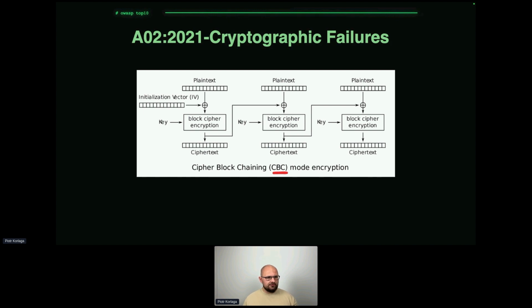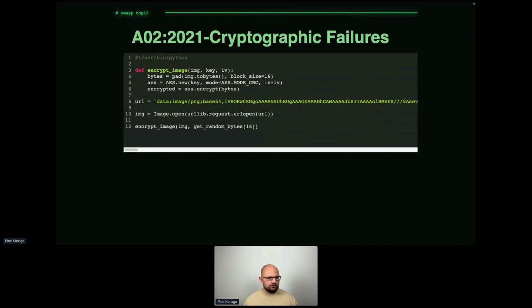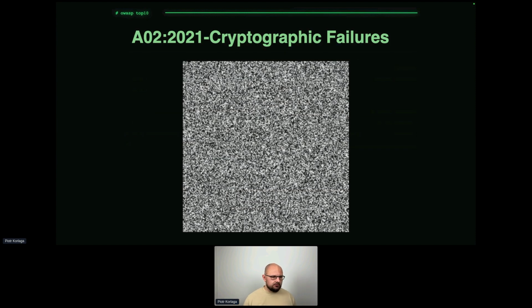In that mode, we have an initialization vector, which makes things random, basically. So to change the code that I showed you, you have to read the documentation, you have to change the mode to CBC, and you have to use the initial vector, which has to be random, right? And in that case, the same picture encrypted looks like that. So nobody knows what was encrypted if they don't have the key to decrypt it, right?